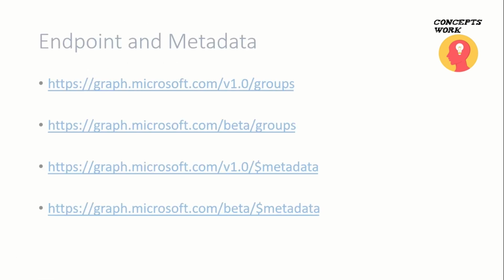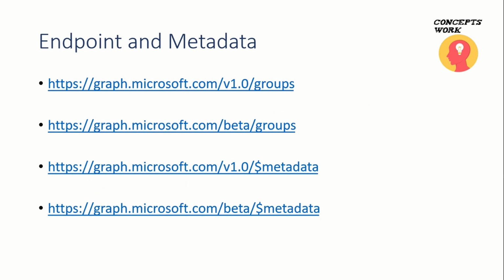Now let's begin by looking at the endpoints and how to query the metadata of the group object. We know that there are two versions of the API available as of now: the first one is v1.0 and the other one is the beta endpoint. You can just add the keyword group, and then you will be able to access group information. For metadata, the URL remains the same for all the object types. Now let me switch to my browser and show you what exactly I'm referring to.